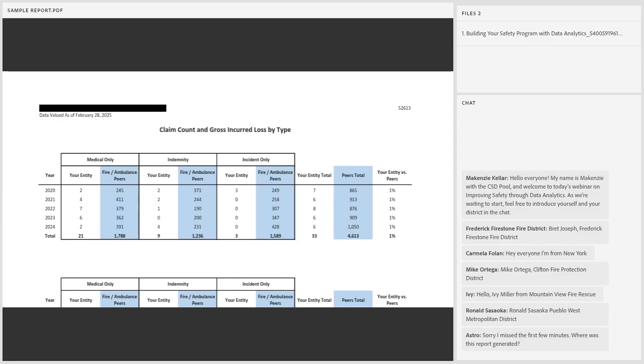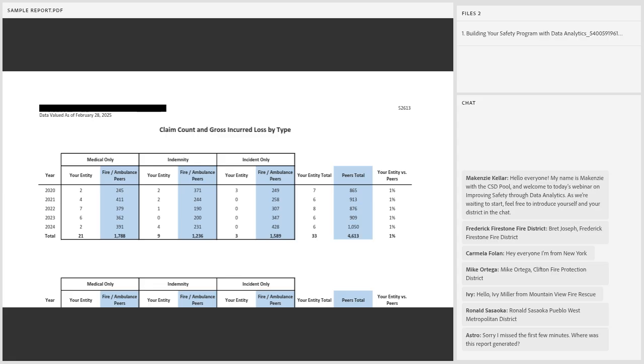Okay. And then moving on to the next page, we dive deeper into types of claims: medical only, indemnity, and incident only. So at the top, you will see the number of claims by type, and then at the bottom, the associated losses in dollar amounts. This comparison also includes peer data. They're highlighted in blue.